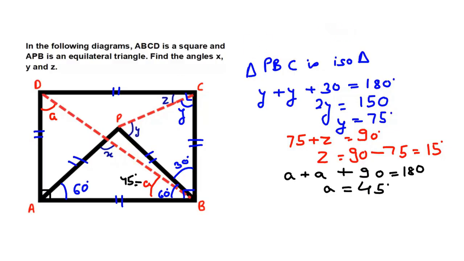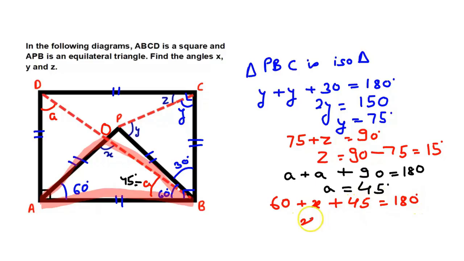If we consider this triangle, not APB, let's consider this other triangle. We don't have a name for this, we can give it the name O. So this triangle AOB, in this case, we have all three angles of the triangle: 60, x and 45. Sum of these angles is 180 degrees. So the value of x will be 180 minus 60 minus 45. That will come as 75 degrees.